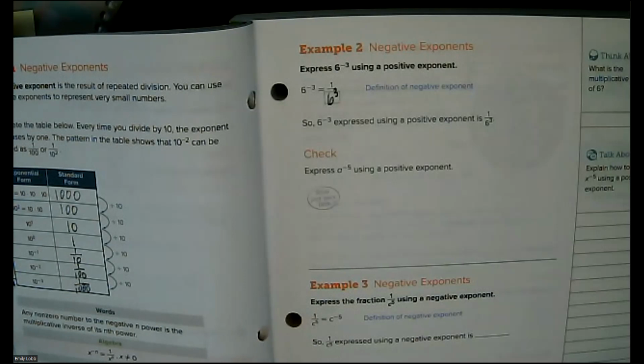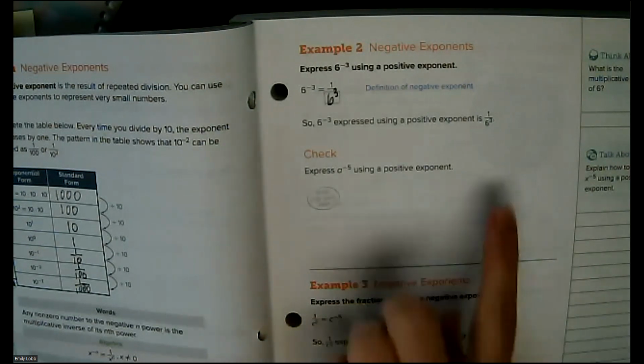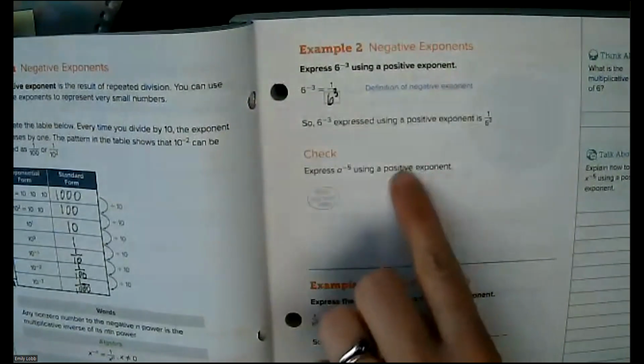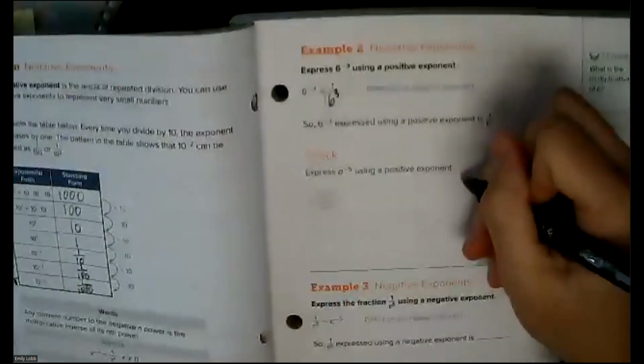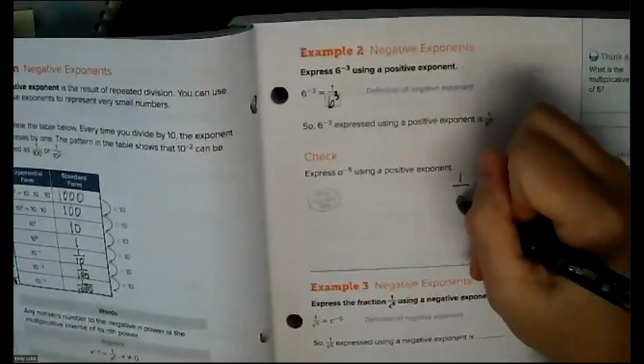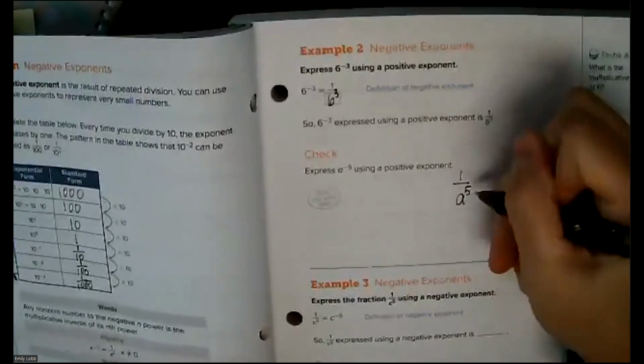So how would you express a to the negative fifth using a positive exponent? Using what you know here, how would you express a to the negative fifth? 1 over a to the 5th. Good. So our numerator is 1, and then we put a to the 5th below it.